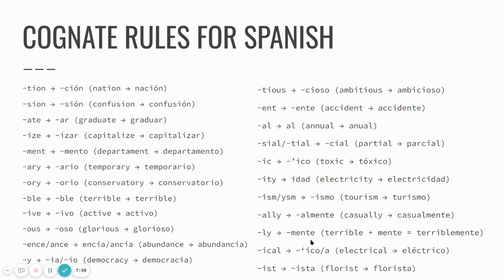ITY will become IDAD. ISM or YSM becomes ISMO. ALLY becomes ALMENTE. LY will become MENTE. ICAL will oftentimes have an accent mark and then an ICO or an ICA. And then if it ends in IST, it becomes ISTA.